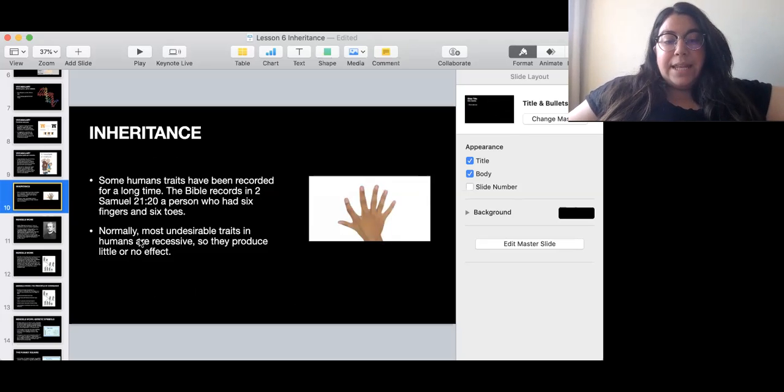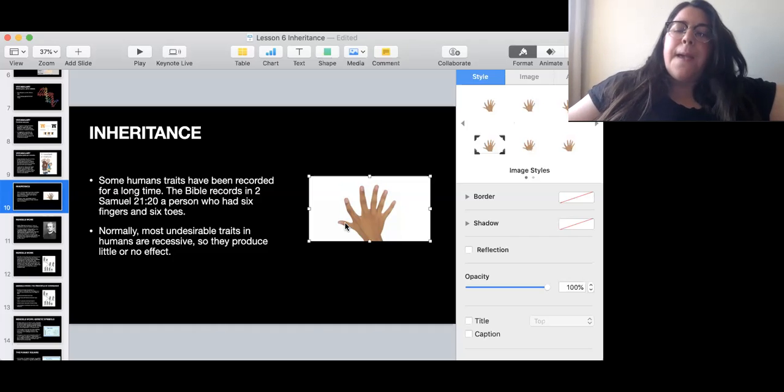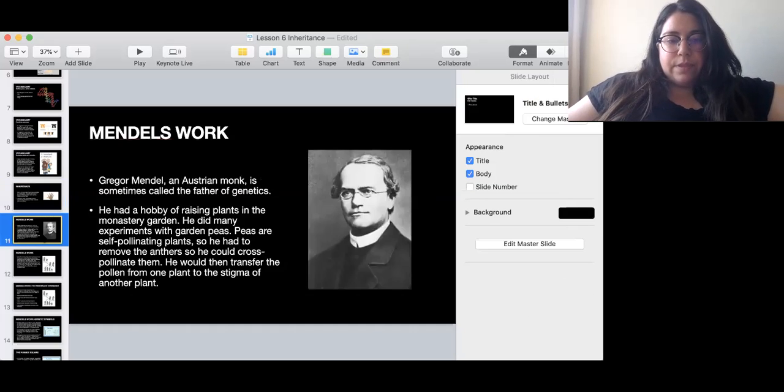Okay, then inheritance. Some human traits have been recorded for a long time. For example, the Bible says that some people had 6 fingers, and that's real. Right now, there are some people that can have 6 fingers, but it's usually weird. And normally, most undesirable traits, for example, something that may look kind of weird or not normal, are recessive genes, so we don't see them that much.